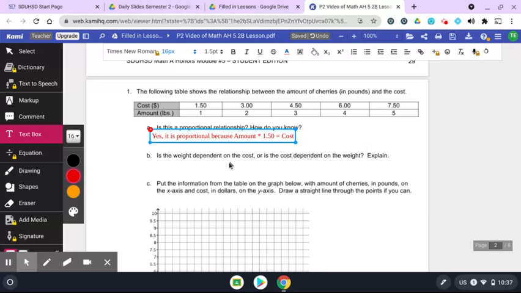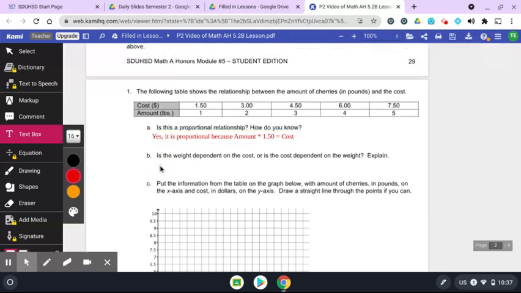Is the weight dependent on the cost, or is the cost dependent on the weight? So I have to think about when I go to the grocery store. Do I give the cashier money and then go get the cherries, or do I bring the cherries to the cashier and they tell me how much I owe? Usually you bring the cherries to the cashier. So the cost is dependent on the amount.